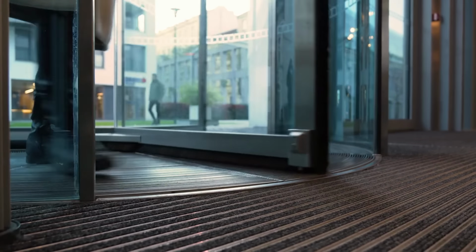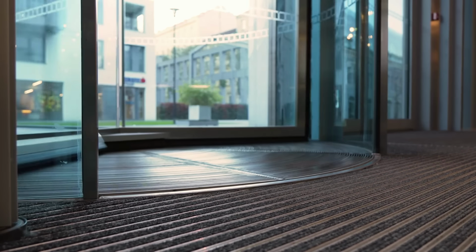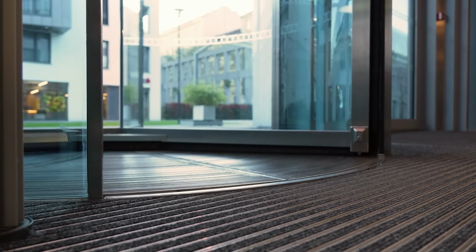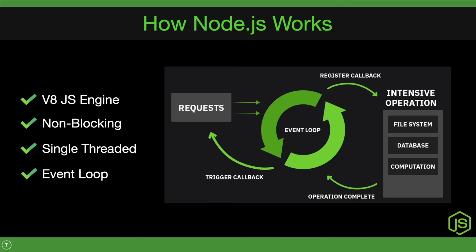And each person represents a task or operation initiated. As a person walks into the building, that's initiating a task. Instead of waiting for them to complete their business inside the mall, which we'll call the task execution, Node.js keeps the revolving door spinning, signifying the event loop. As each person finishes their task in the building, they exit the revolving door, representing the completion of their task, and the event loop, or the door, keeps the flow going, handling incoming tasks and ensuring that the program's execution remains uninterrupted.